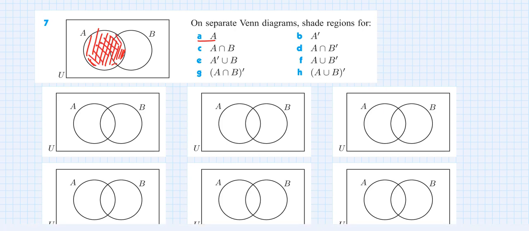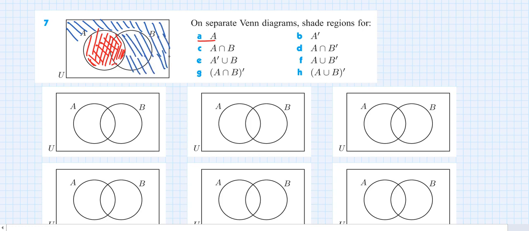For the complement, let me do it on the same graph, and let me choose a different color. For the A complement, what do I need to do? For A complement, you need to shade the area beyond set A, so outside the set A. So this one is the complement of A in the blue color.